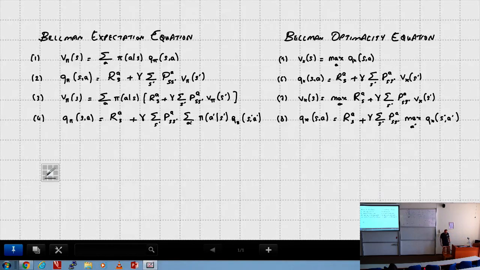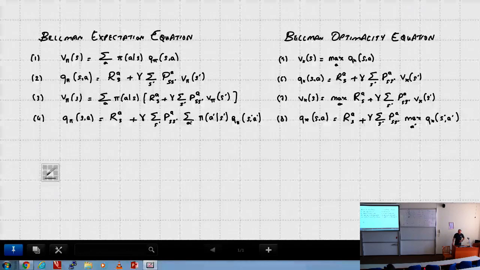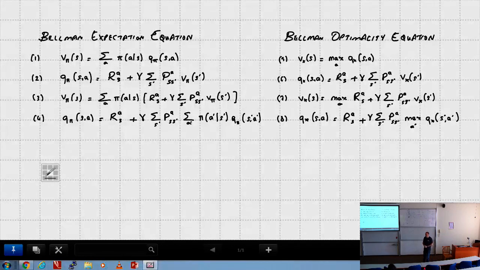So in particular, we have two types of value functions defined. V is the state value function that basically tells you what the long-term expected return from that state is. And Q is the action value function. It takes a state and action and tells you what the long-term return from that state taking that action is.